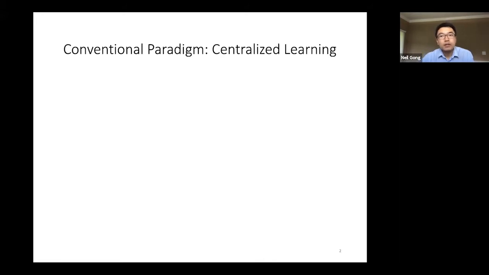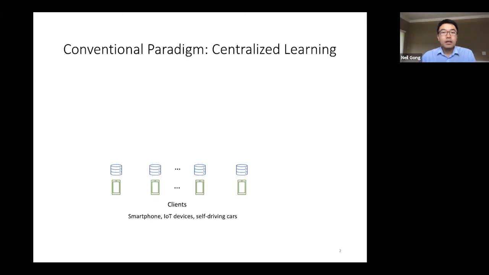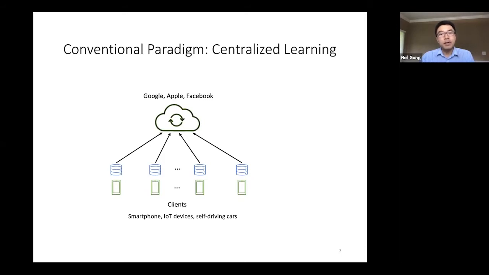As you may know, centralized learning is a popular conventional machine learning paradigm. Suppose we're given some clients. These clients could be smartphones, IoT devices, or self-driving cars. Each client has some data locally. In centralized learning, these clients send their raw data to a cloud server, which is managed by a service provider such as Google, Apple, and Facebook. The service provider then uses the client raw data to train a machine learning model, and the model is used to provide services for the client.